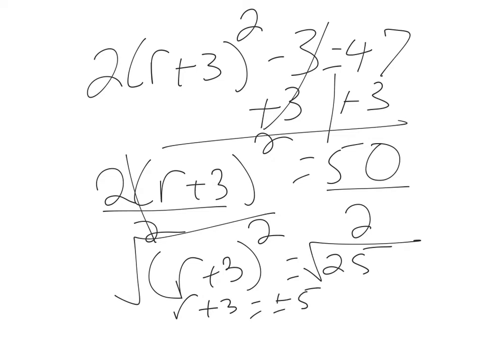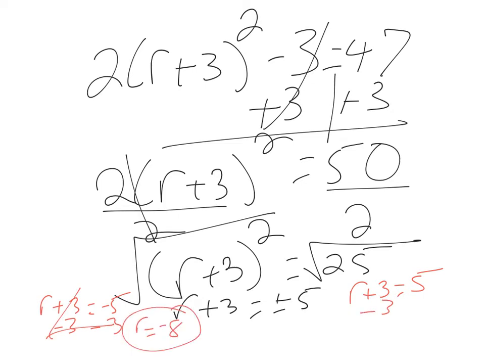Almost done. We need to now set up the two equations and solve each of them individually. R plus 3 equals 5 and r plus 3 equals negative 5. Those are our two options. So I can subtract 3 from both sides. R equals negative 8. And I can subtract 3 from both sides. R equals positive 2.